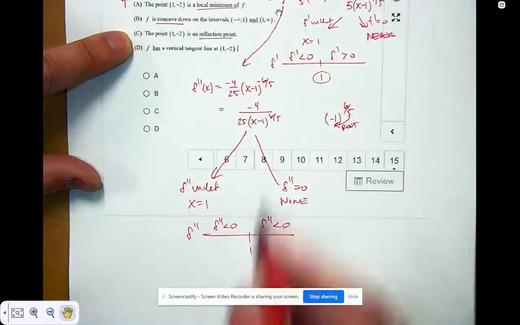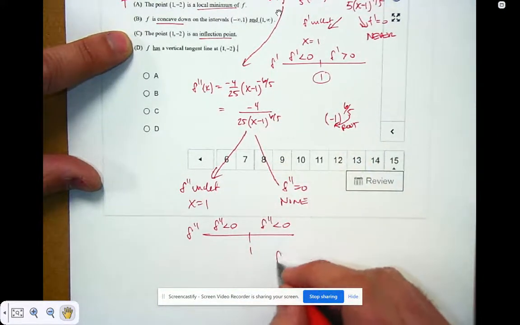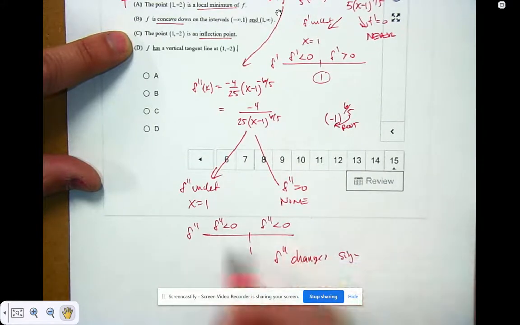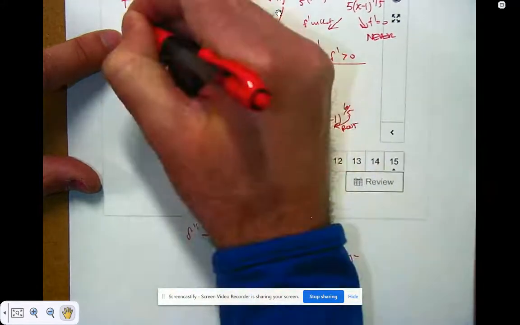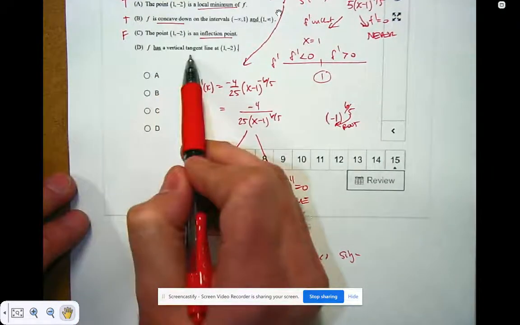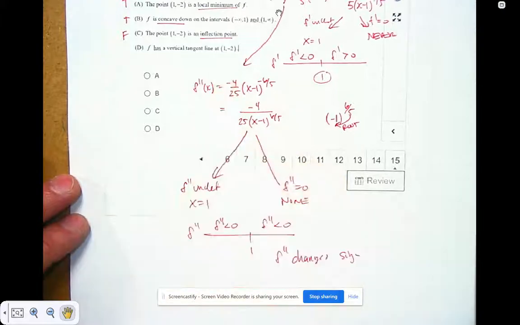An inflection point is where f double prime changes sign. Did I change sign here? No. So this was true. This was false. Okay. It says f has a vertical tangent at 1, -2.